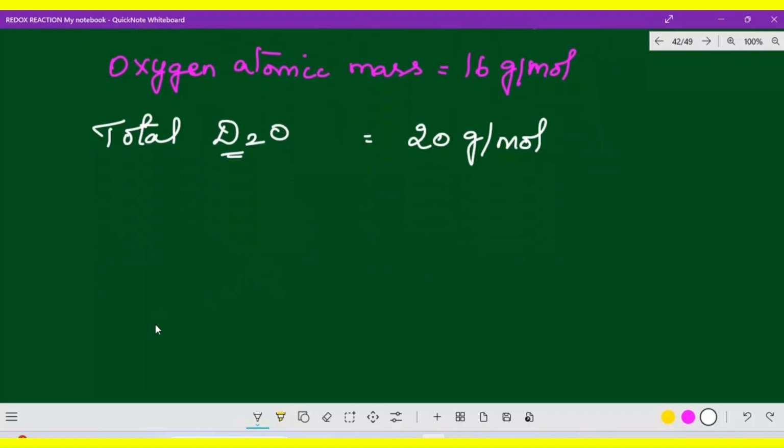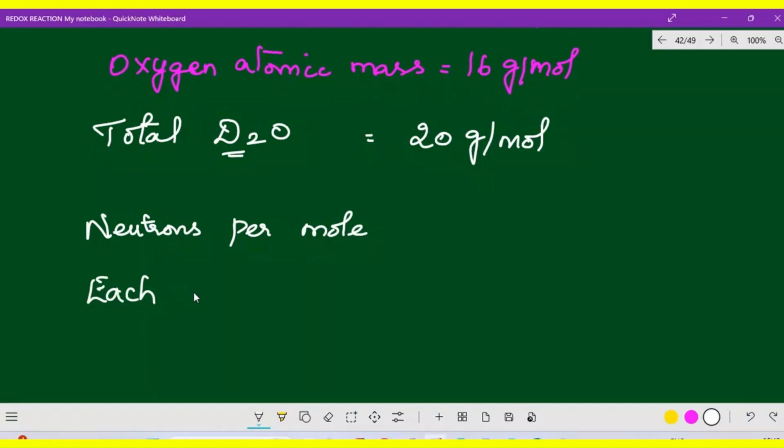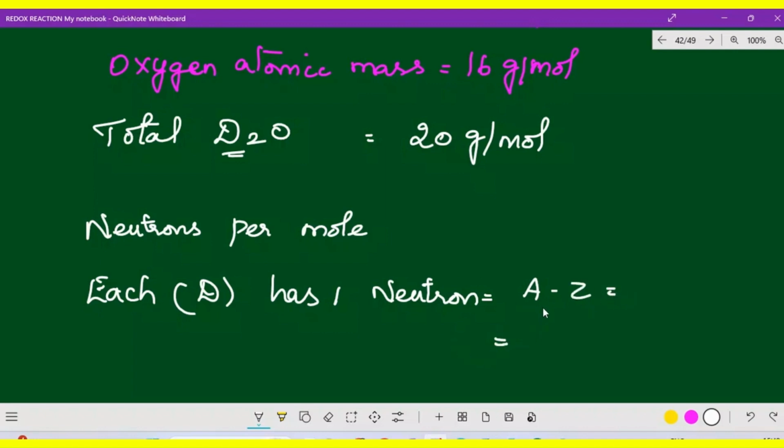Now, neutrons per mole. They are asking neutrons only, so it is varying. Here each deuterium has 1 neutron. To find out, A minus Z, mass number minus atomic number. So you will get 2 minus 1, so you will get 1 neutron.